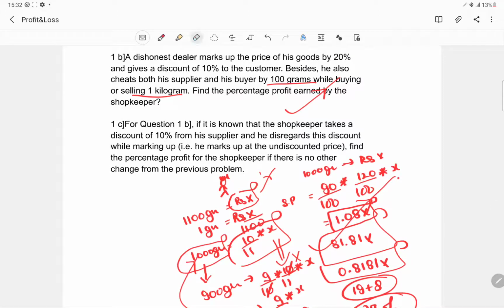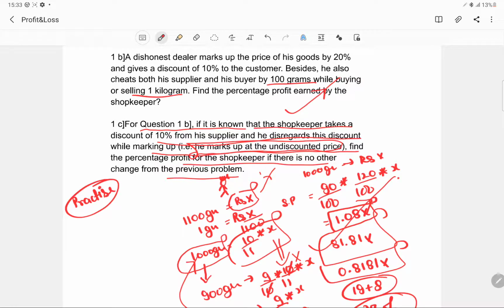Okay, very good question. This question is just an extension of that, and you can take it as a practice question. Just try and see this. So I'll tell you. For question 1B, if it is known that the shopkeeper takes a discount of 10% from his supplier, and he disregards this discount while marking up, he marked up the price at the undiscounted price.